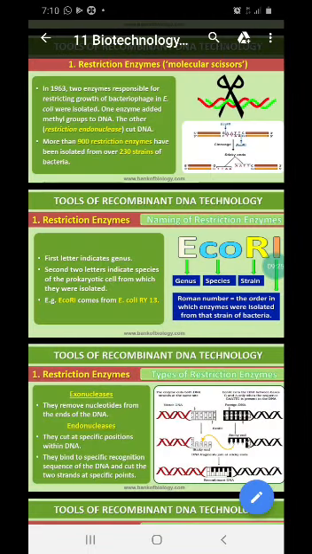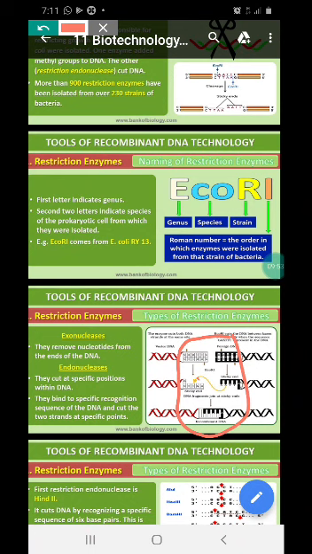As I told you, the exonucleases remove nucleotides from the ends of the DNA, children. And endonucleases cut at a specific position within the DNA. See, children, these are the sticky points I'm telling you about. These are the sticky ends.